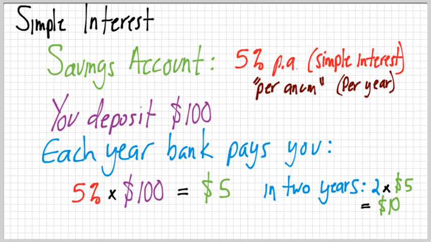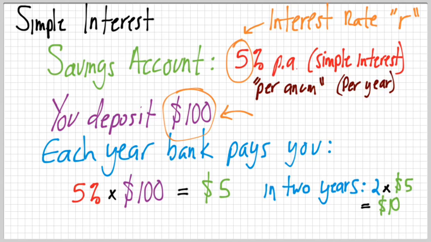Now, each of these pieces, we've got kind of 4 things here. We've got this 5%, that was important. That is our interest rate, and we call that R. We use the letter R to represent that. We have our original deposit, which is called the principal, or P. And we have the amount of time that was put in. It was 2 years.